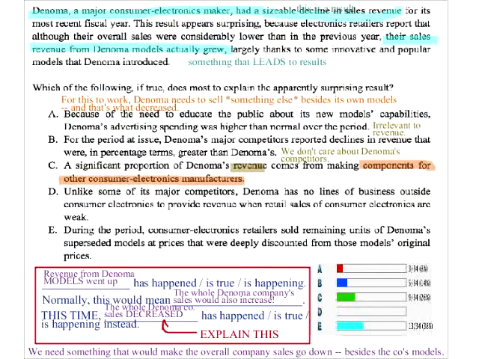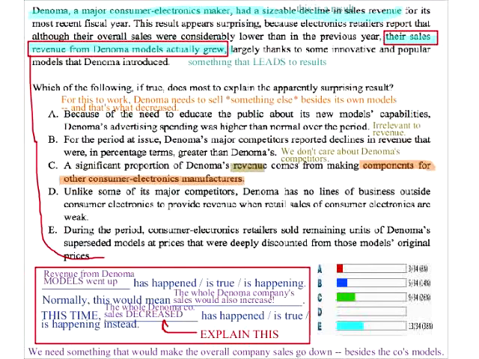During the period, electronics retailers sold remaining units at prices. But see, the reason why this doesn't help is because this is included in this figure that's here. Their sales revenue from Denoma models actually went up. So that's the reason why E doesn't help, is because this is still a component of the overall sales revenue that increased.